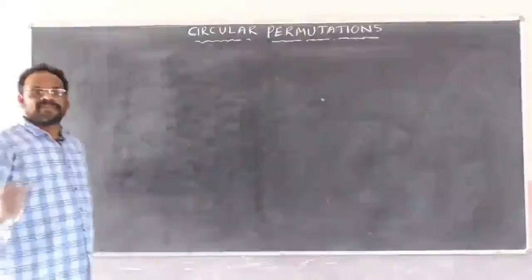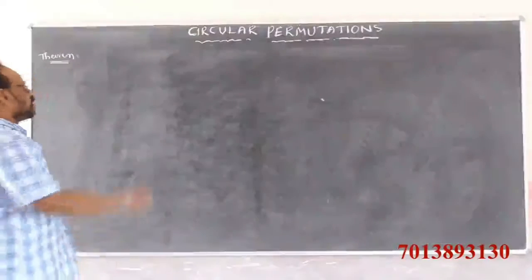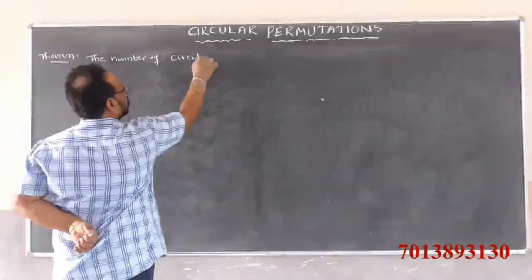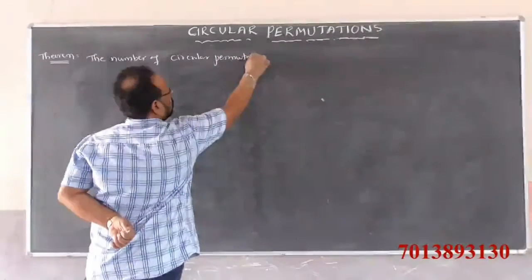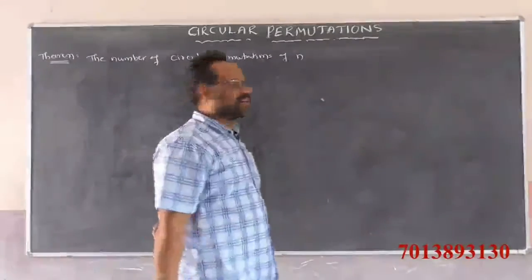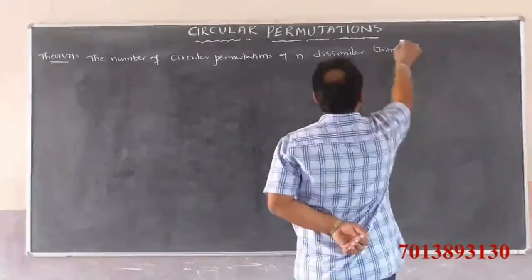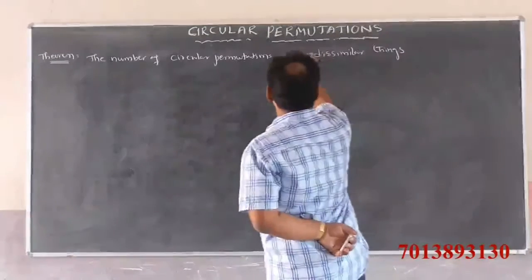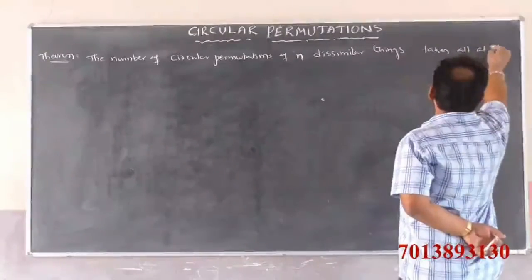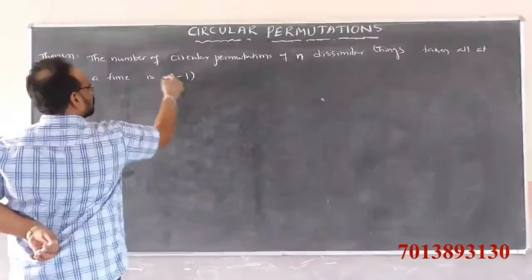Let us discuss the theorems. First theorem: the number of circular permutations of n dissimilar things taken all at a time is clearly n minus 1 factorial.